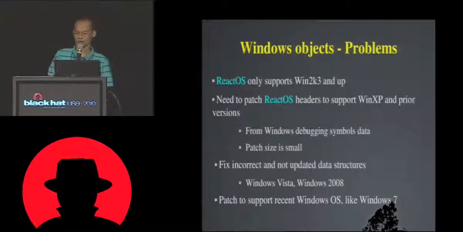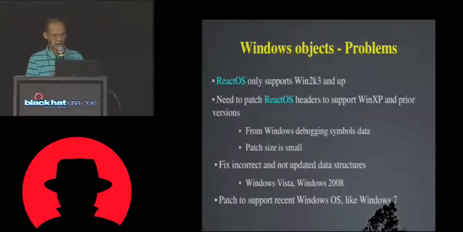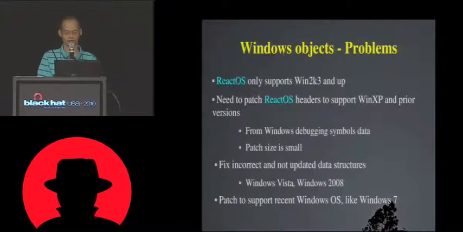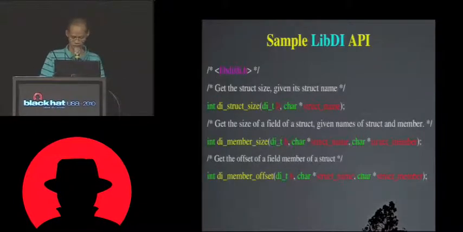So there are some problems anyway. ReactOS only supports Windows 2003 and up, as I said. So I need to patch the ReactOS headers to support Windows XP. And I rely on the information from the Windows debugging symbols, and the patch size is quite small. I also need to fix ReactOS prototypes to support other Windows OSes like Windows Vista or Windows 7.